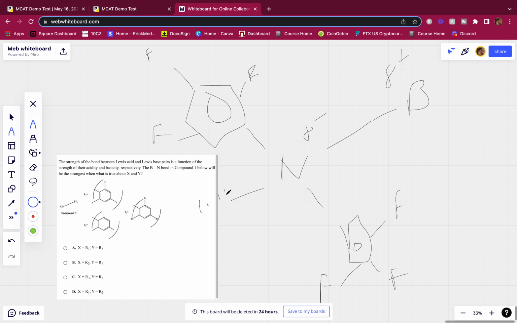Let's put quotations here. This is electronegative. This is electronegative. This is electronegative. This is electronegative. This is electronegative. This is electronegative. And they're more electronegative than nitrogen. So you're going to have very high electronegativity here. All right, they're not going to cancel each other out. These will kind of cancel each other out.